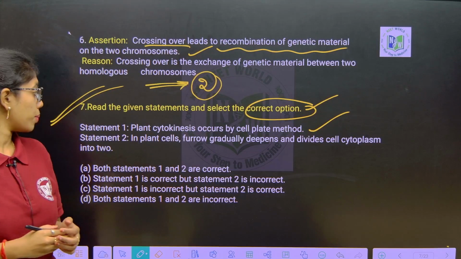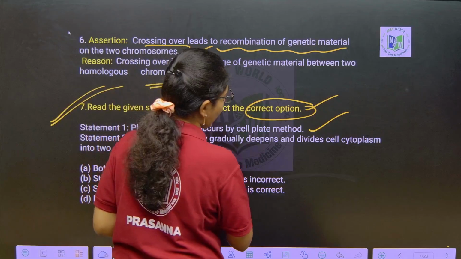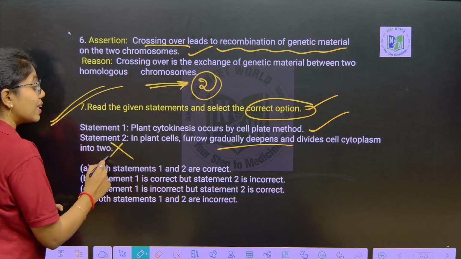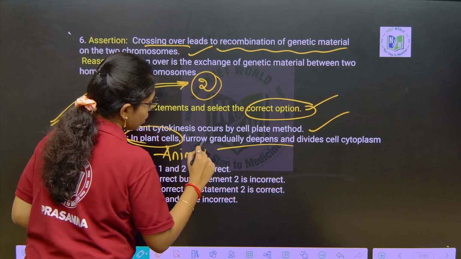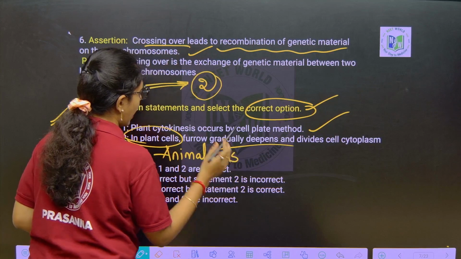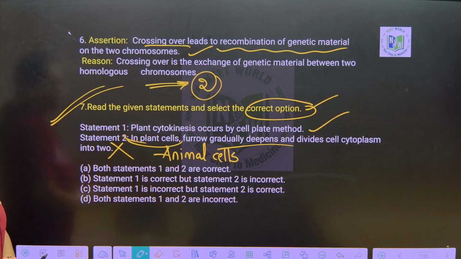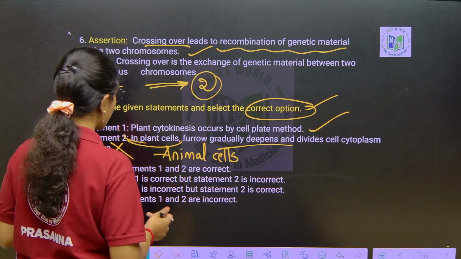Cell plate formation. Statement 2: In plant cells, furrow gradually deepens and divides the cell cytoplasm into two. Wrong. This happens in animal cells. The furrow will deepen inside and that divides the cell cytoplasm into two. So here statement 1 is correct and statement 2 is false.